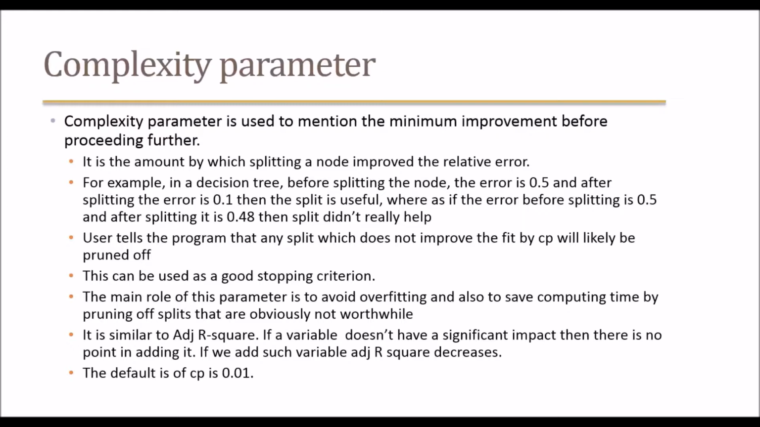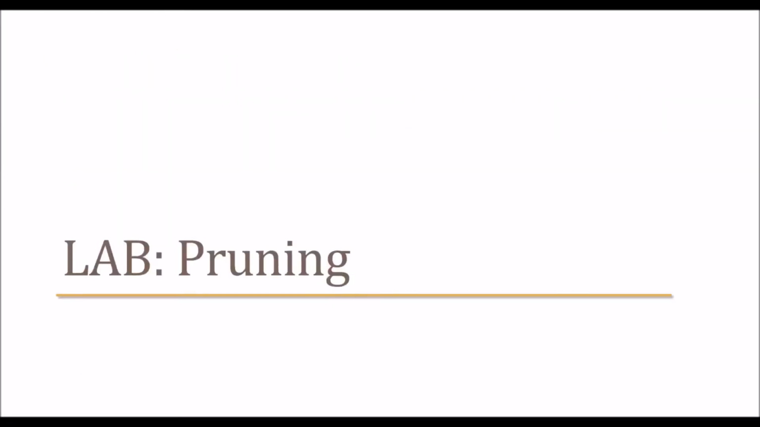Otherwise adjusted R square decreases. So it is kind of similar to the adjusted R square value, but not exactly the same. The complexity parameter tells the tree where to cut, so that the tree doesn't grow beyond a certain limit. The default value of the complexity parameter is 0.01. We can adjust it to a higher or lower value that will suit our model. In fact, we will see later how to actually select the complexity parameter.